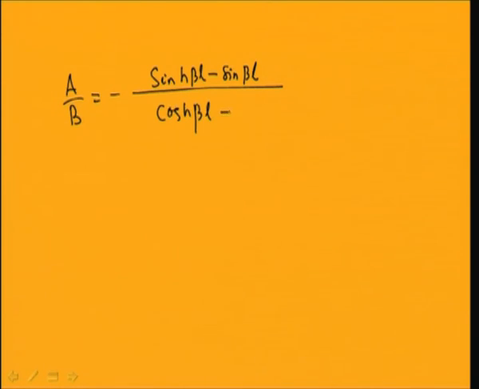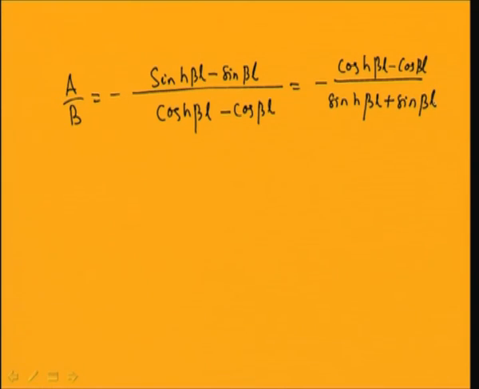So, I can write a by b equal to minus sin hyperbolic beta L minus sin beta L by cos hyperbolic beta L minus cos beta L, equal to minus cos hyperbolic beta L minus cos beta L by sin hyperbolic beta L plus sin beta L. So, proceeding in the previous way, as this equal to this, I can make the cross multiplication, that means this term into this term will be equal to this term into this term.